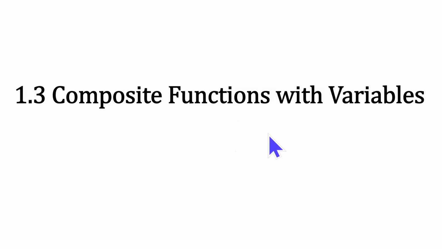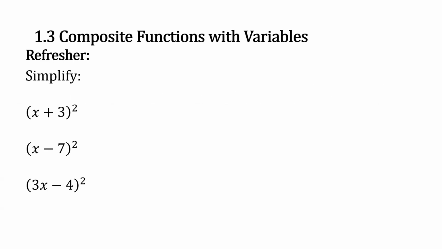Okay, now we're doing composite functions with variables. We need to learn how to refresh or simplify this. One of the biggest mistakes people make is thinking that (a plus b) squared is a squared plus b squared. That is not true. Try to eliminate that from your thought process. It's not true.